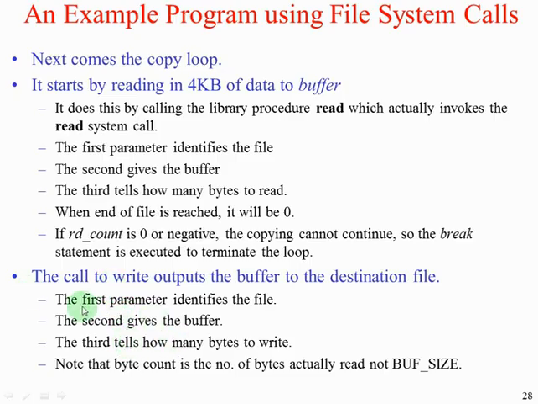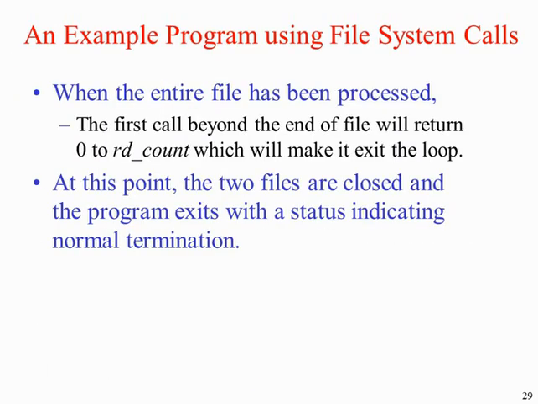will be required. The first parameter is the destination file identifier, then the second is the buffer from where you will pick up the read information to be stored, and how many bytes at a time. Now here you have to know that the byte count is the number of bytes actually read and not the buffer size. Okay, now when the entire file has been processed, the first call beyond the end of the file will return 0 to the read count, which will then exit the loop.